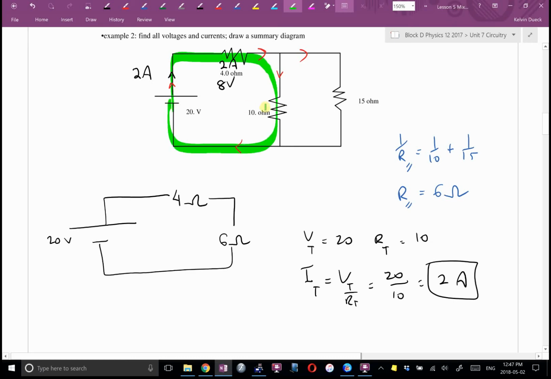How many volts must I lose in the 10? How many volts am I starting with? 20. What do I lose here? 8. Leaving 12. What must I lose here to get to the bottom? Knock, knock. I know two things. How many amps there? I think I can actually do it in my head because it's going to be 12 divided by 10, 1.2. How many amps should be in the other one then?